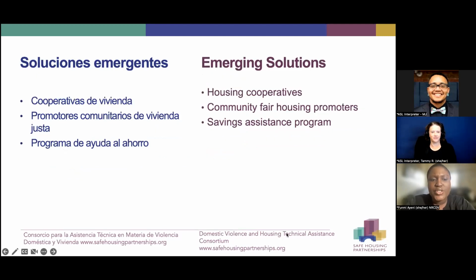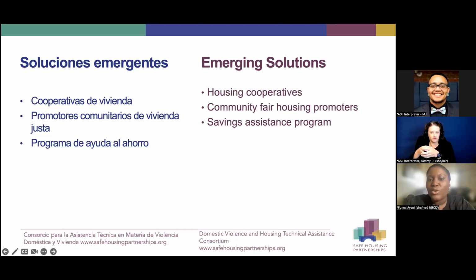So in addition to documenting the current housing innovations that are implemented by agencies working with communities of color, for this needs assessment project, we also documented some emergent solutions that agencies are currently exploring, and I will highlight two of these. Now, one of the emergent solutions to increase affordable housing for survivors is housing cooperatives.